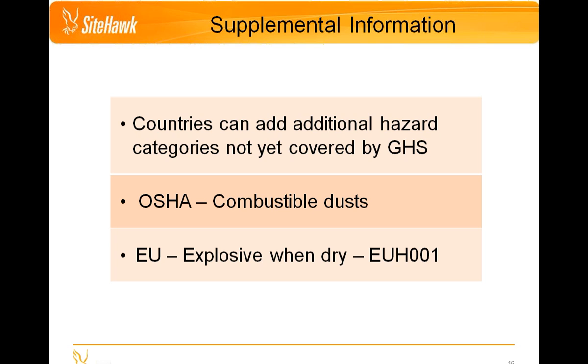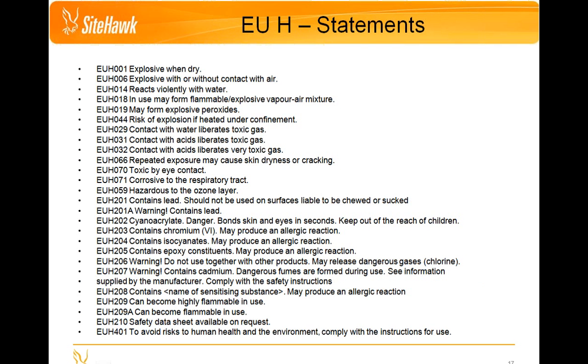The EU, in their CLP regulation, has also added their own EU H statements. For example, here you see on the screen the EU H001 hazard statement for explosive when dry. This was actually an R phrase under the old EU directive. And because GHS did not have a comparable classification or H statement, the EU has added their own to the CLP regulation. Now, the EU is also adding more than just this one hazard statement. If you go to the next slide here, you'll see a few. So you'll see here that this slide lists all of those EU H statements that they're going to be adding.